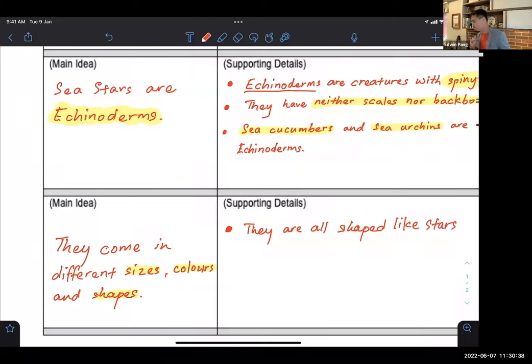Wonderful, okay? That's great. Let's highlight shape like stars. Chloe has given us that. And now, give me one more detail. What is different about them? Nathaniel, can you tell me one thing that's different about the five different sea stars that we studied? Remember, we talked about the box, the sunflower, sea star, and all of that. Nathaniel, can you tell me what's different about them? Yeah, one thing.